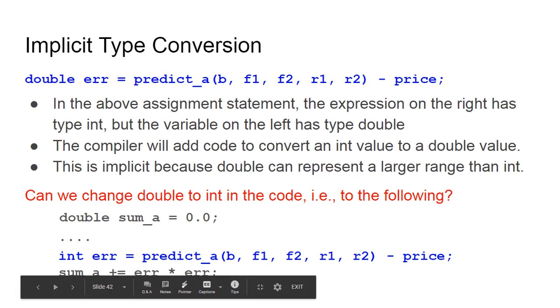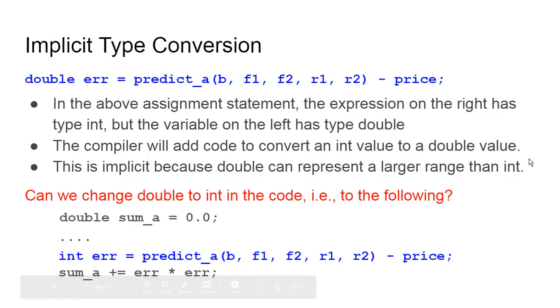We now continue discussing the code for root mean squared error. I want to elaborate on one particular line. This will illustrate a concept called implicit type conversion, and we also touch on integer overflow. If we carefully look at this line, we realize there's actually a type mismatch.